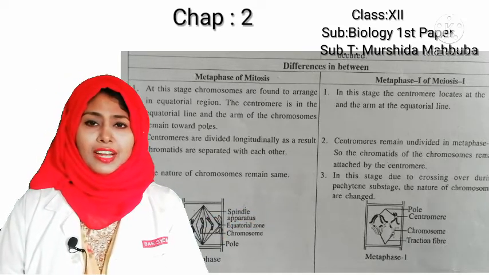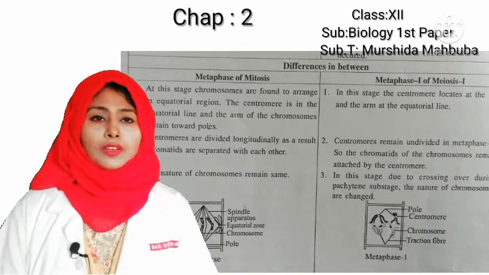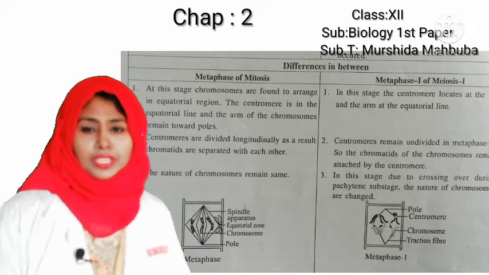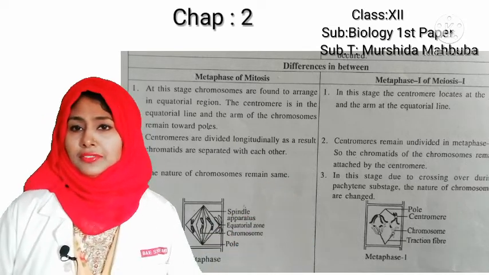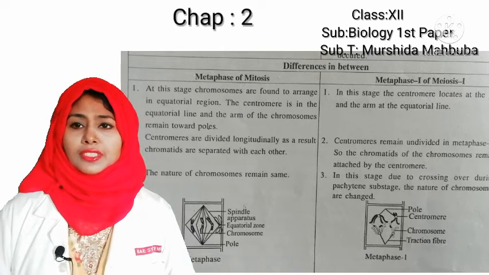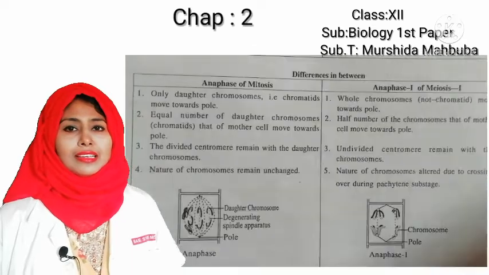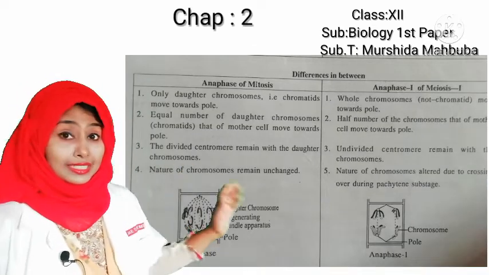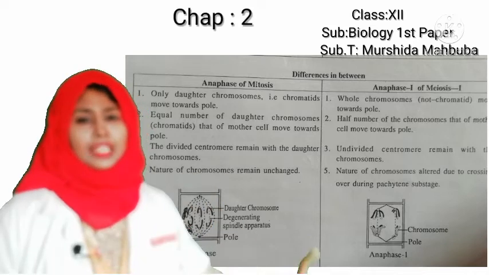The centromere is divided longitudinally, and as a result, the chromatids are separated from each other. But in metaphase 1, the centromere remains undivided. So the chromatids remain attached by the centromere.